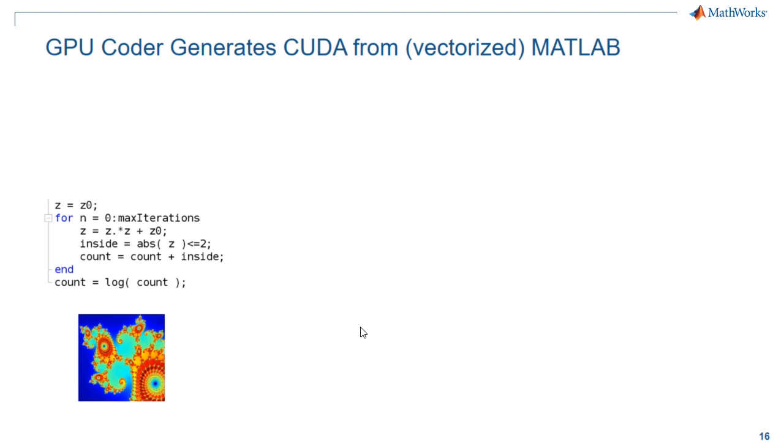Another kind of way of writing MATLAB is what we call vectorized MATLAB algorithms. So here we also have a for loop, but again, if you look inside of the for loop, these variables, z, for example, is actually a matrix. So we're operating on fairly large matrices, as you can imagine, for both z and count. And this example is actually a Mandelbrot algorithm.